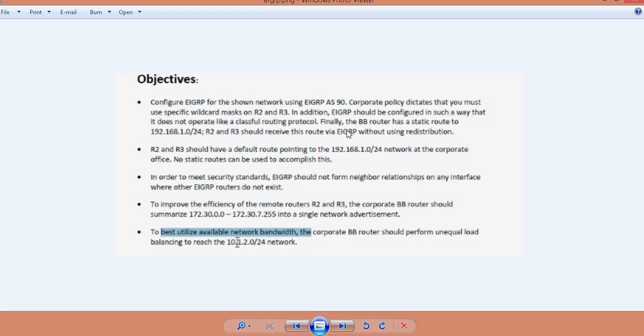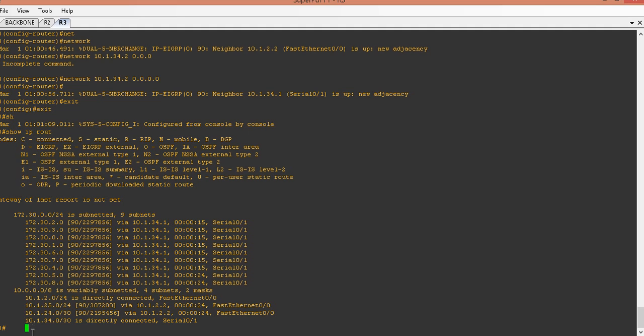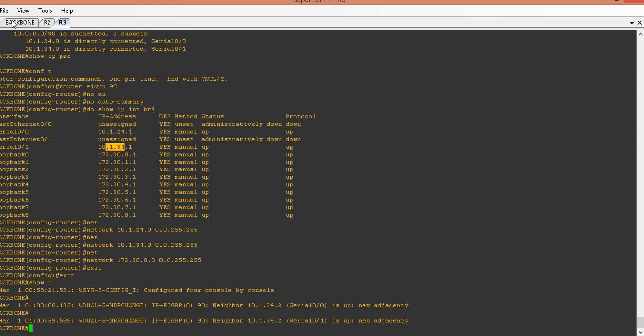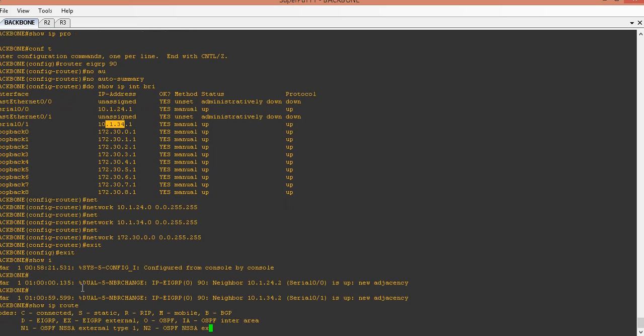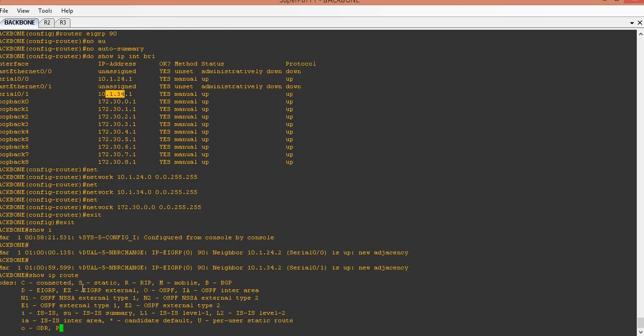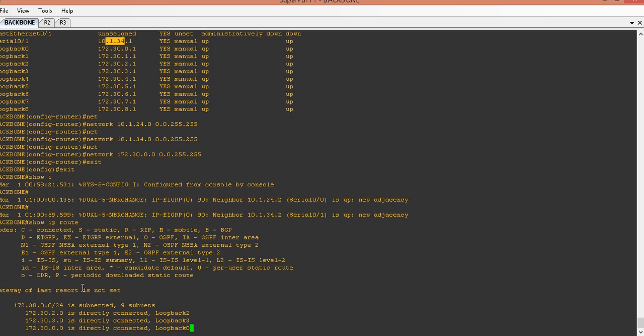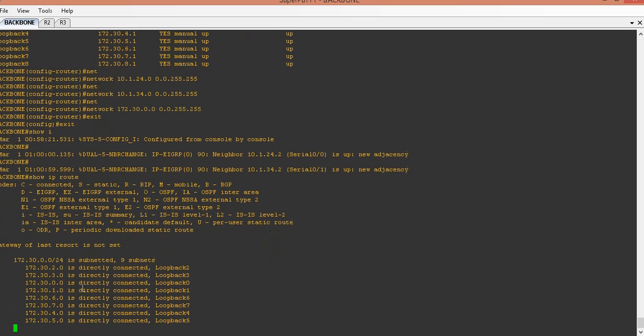Okay, let's see, we're not done with it. Finally, the backbone router has a static route to 192.168.10. Router 2 and 3 should receive this route via EIGRP without using redistribution. Good. How do we accomplish that? You can see that router 3 is not seeing that network. Probably I haven't implemented it. So IP route, probably I don't have the static route configured yet.